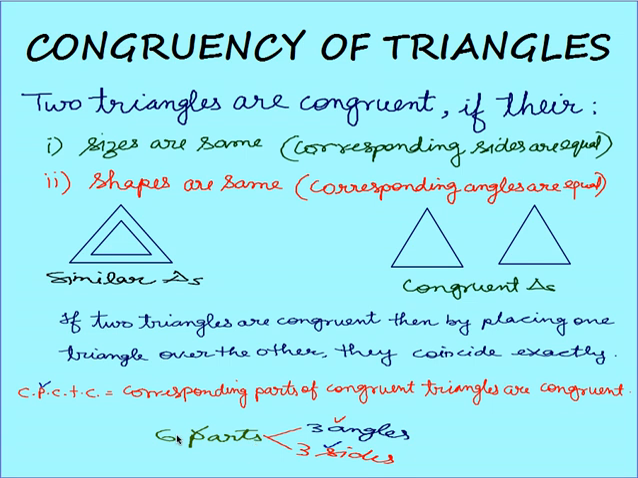Here, as you know, there are 6 parts, 3 sides and 3 angles. 3 vertices, so we have 3 angles. So 6 parts: 3 angles and 3 sides. So P can be changed by A and S. When we are talking about angles, we can write corresponding angles. And when we are using sides, we can write corresponding sides.